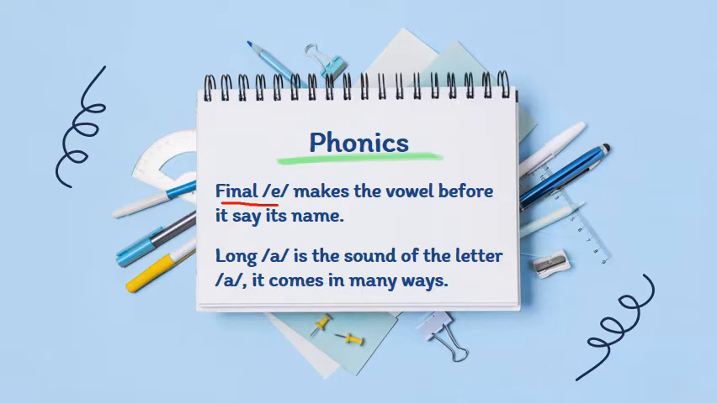And the long A is the sound of the letter A. It comes in many ways. So the final E makes the vowel before it say its name. For example, the word name and the word make. Look over here. Here I have final E, and here too I have final E. How do I pronounce the vowel before it?